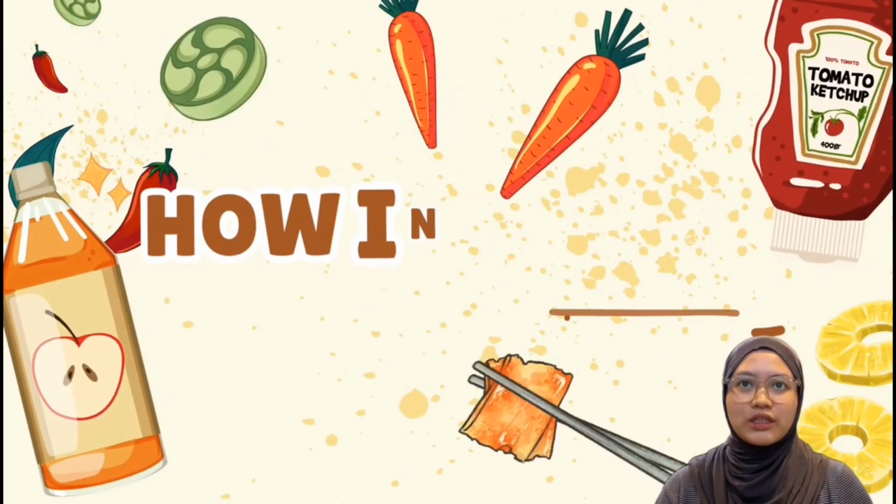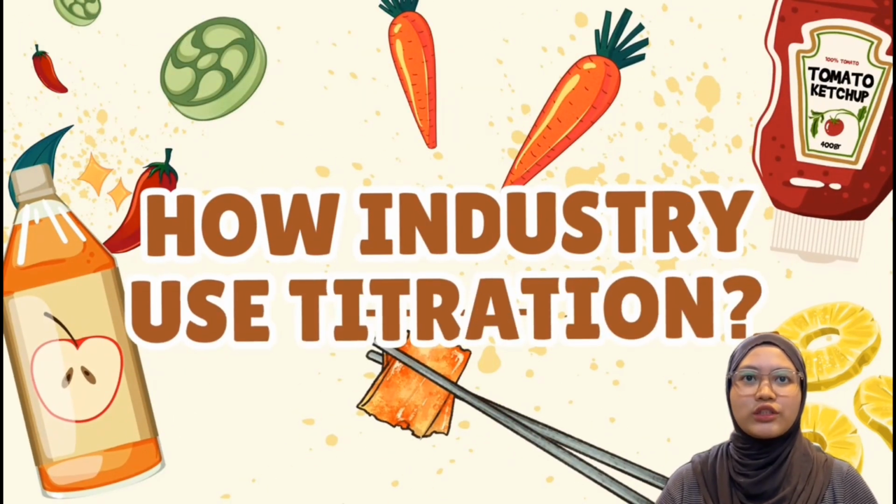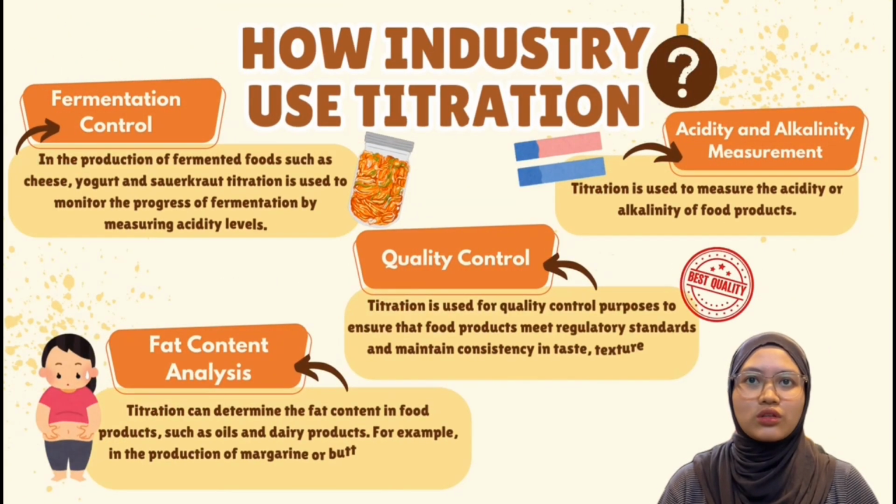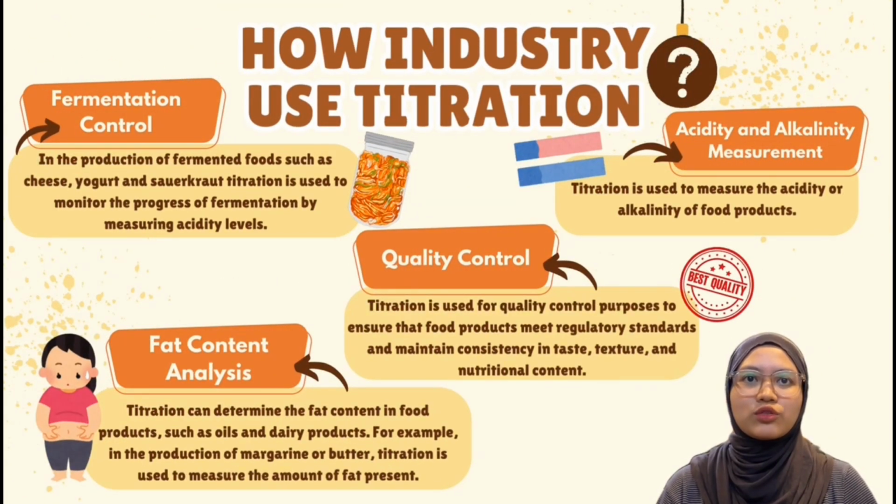Now, I will present about how industry use titration in food quality control. First, fermentation control. In the production of fermented foods such as cheese, yogurt, and sauerkraut, titration is used to monitor the progress of fermentation by measuring acidity levels.